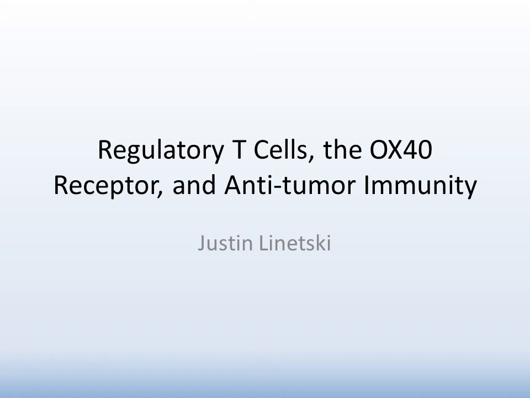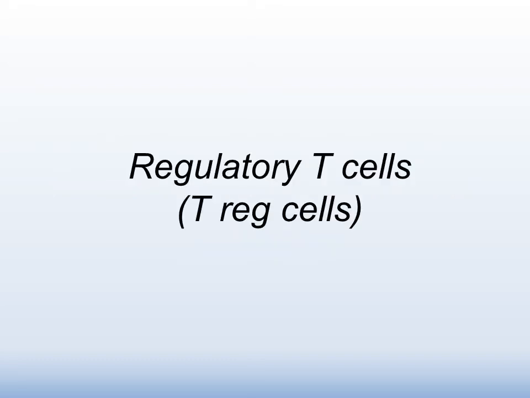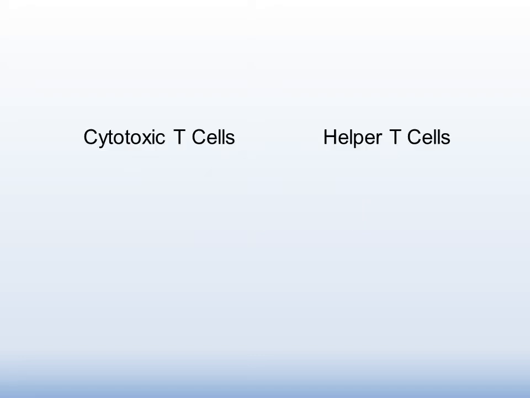In this video, we will be taking a look at the inhibition of regulatory T cells as a possible method of enhancing anti-tumor immunity. We will focus on the OX40 pathway as a possible target in achieving this outcome. Regulatory T cells, or Treg cells, are important cells in the immune system that serve to keep overactive cytotoxic and helper T cells in check.